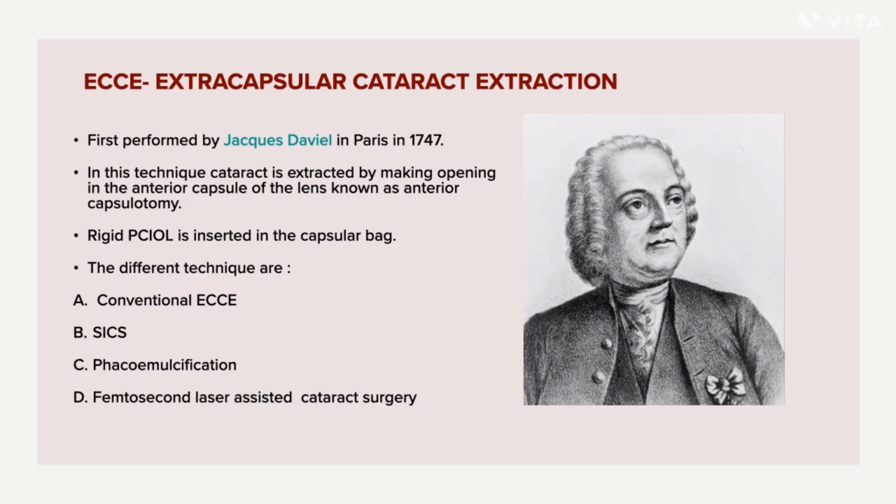Here comes extracapsular cataract extraction, which was first performed around 1747, and in this technique the cataract is removed while leaving the posterior capsule intact. This allows the placement of a posterior chamber intraocular lens within the capsular bag and improves the visual outcomes. Extracapsular cataract extraction marked a major advancement over ICCE by being safer and a more anatomically preserving option. Over time, it evolved into modern techniques like conventional extracapsular cataract extraction, small incision cataract extraction, phacoemulsification, and femtosecond laser assisted surgery that I'll discuss later.